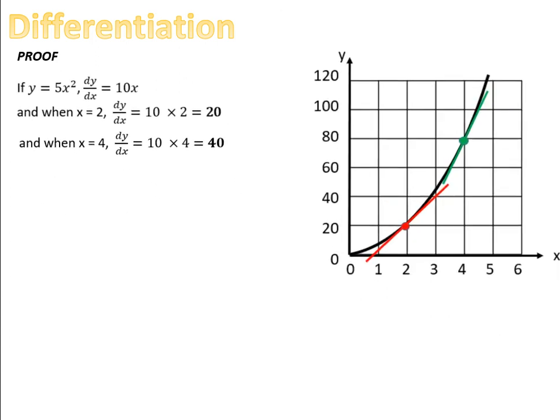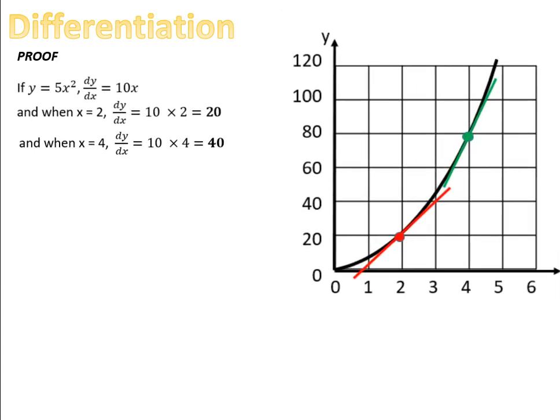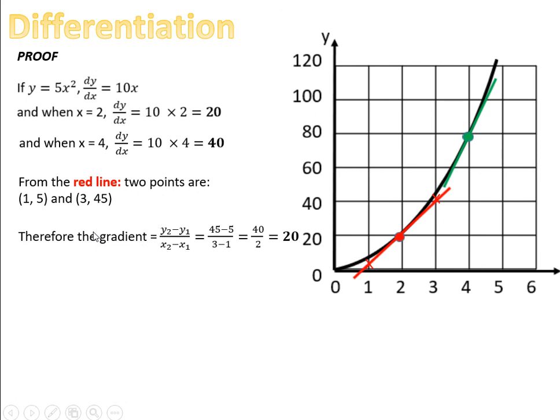Make that bigger, that's just not quite clear, so I'll make that a little bit bigger. Right, so from the red line, if we just pick 2 points, I've got a point there which is roughly 1,5, and the other point is roughly 3,45. Okay, if we're trying to find the gradient of that line, we've got 2 points, so we can use our gradient formula, and it gives us 20, which, as we already discovered, is exactly the same as the rate of change.